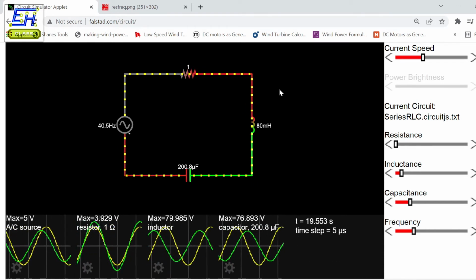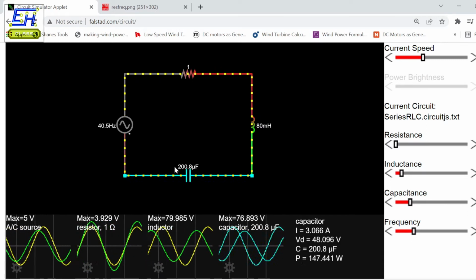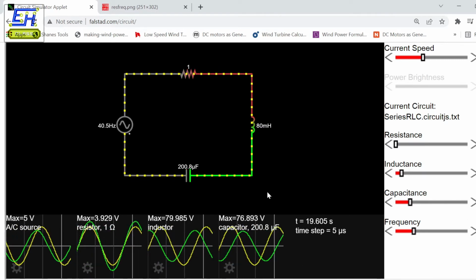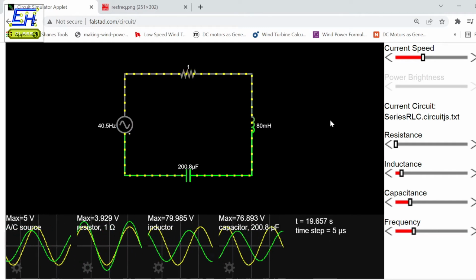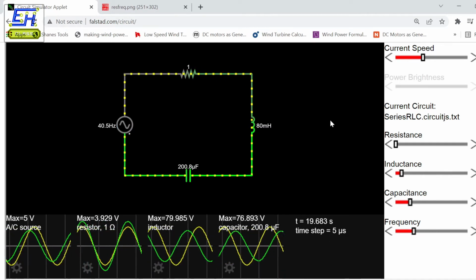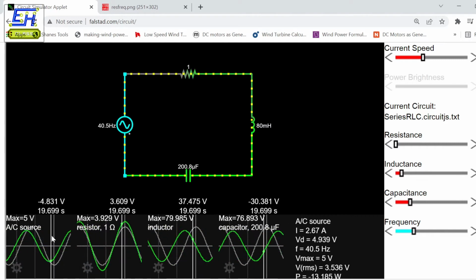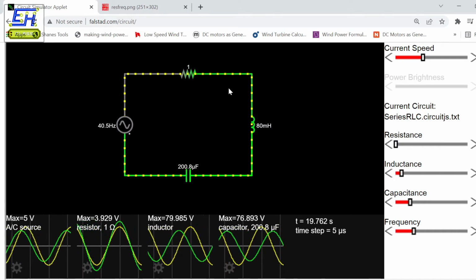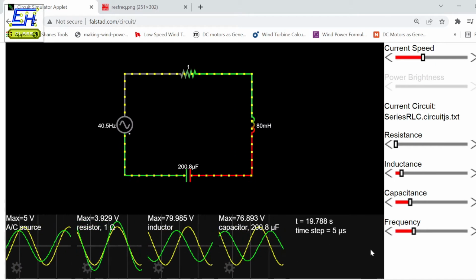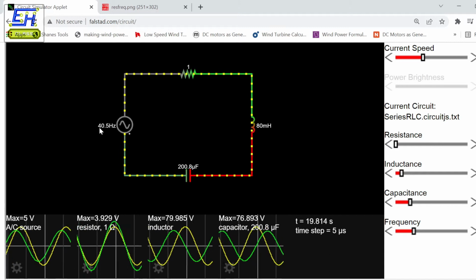One more thing that you might know is that the capacitor and inductor are frequency dependent components. So what will happen if we increase or decrease the frequency? Definitely there will be some effect, and we'll see that effect. First let's note the amount of current flowing through the circuit, which is approximately 3.9 amperes, or closer to 4 amperes. The current frequency is set to 40.5 hertz.